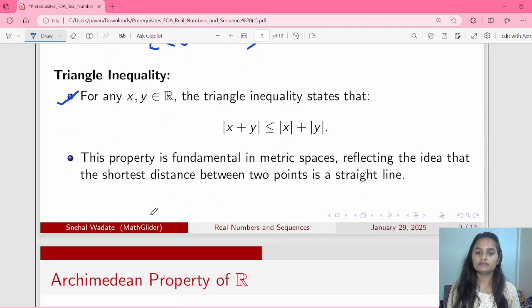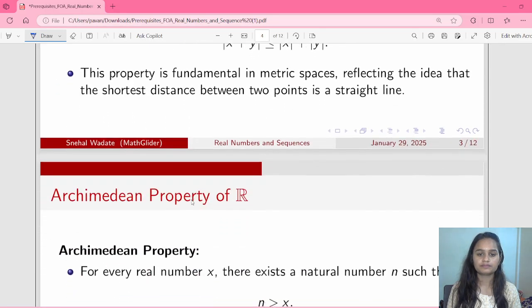This property is fundamental in metric spaces. This is like a very basic idea satisfied by all kind of distances in metric spaces.